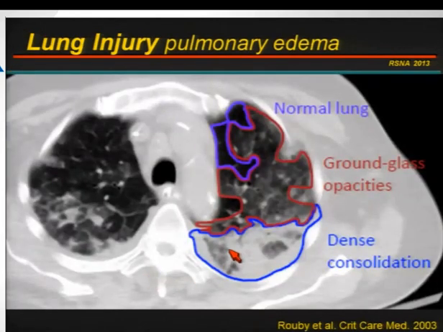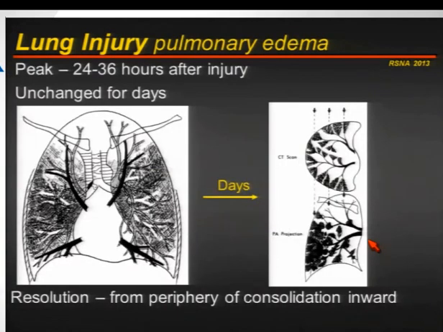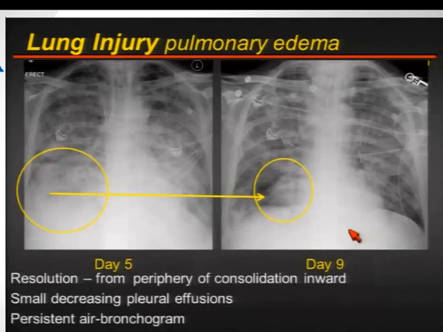This gives this mosaic appearance to the lung, where the superior portions are very spared, followed by the ground glass opacities and frank dense consolidations toward the periphery of the lung. The peak of the lung injury pulmonary edema is usually at 24 to 36 hours after injury, but it can be unchanged for days, and the resolution is very slow from the periphery of the consolidation inward, like in this case where we can see large basal consolidation with air bronchogram slowly clearing again from the periphery inward.